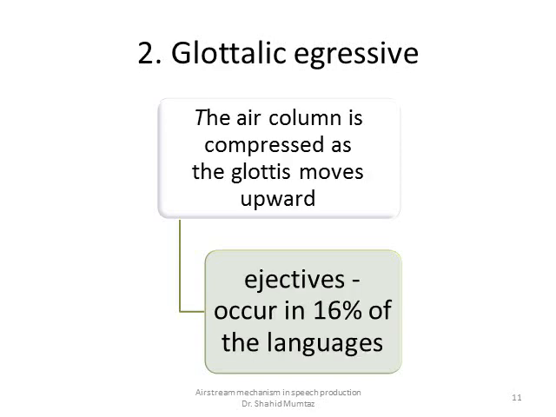Number two, glottalic egressive. So glottalic egressive is the mechanism where the air column is compressed as the glottis moves upward. Such consonants are called ejectives. And ejectives and ejective-like consonants occur in 16% of the languages in the world.